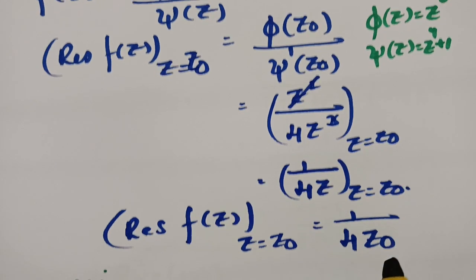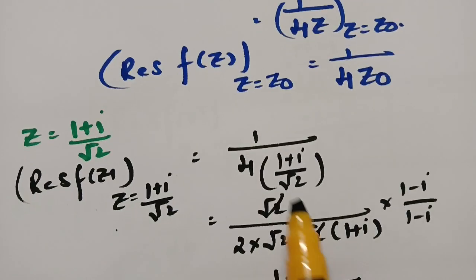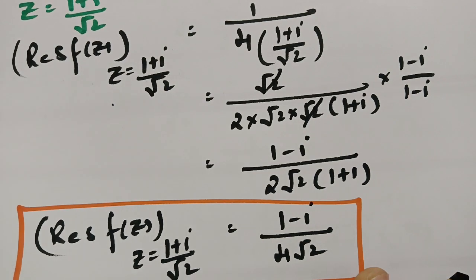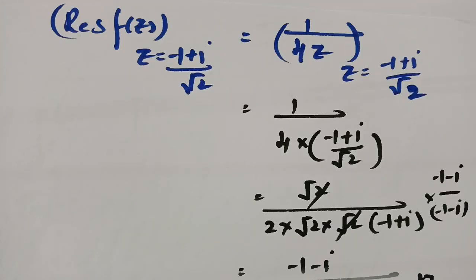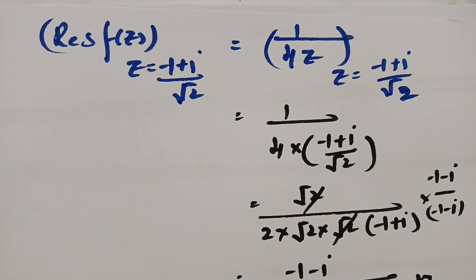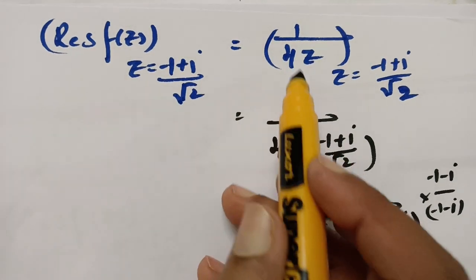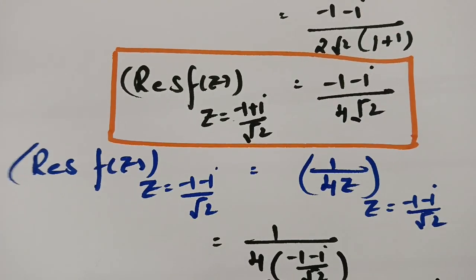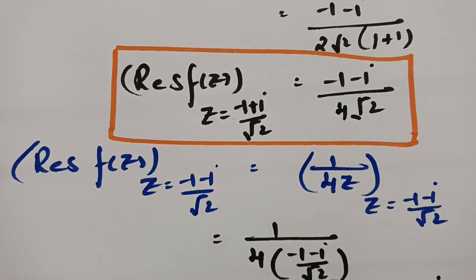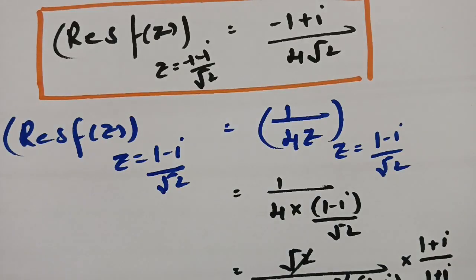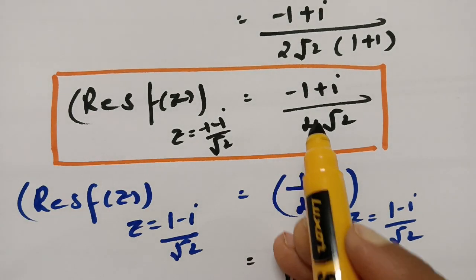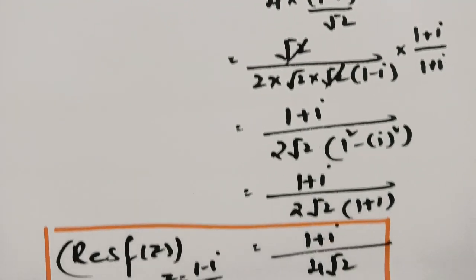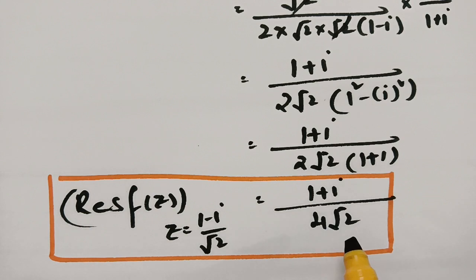We'll get the residues. The first pole is (1 + i) by root 2, and after substituting here, we got this residue value as (1 + i) by 4 root 2. The second pole here is (-1 + i) by root 2, and after substituting here we got the residue value as this one. The third one is (-1 - i) by root 2. After substituting here and calculating, we got the residue value as this one. And the fourth one, (1 - i) by root 2. After substituting here and calculating, we got the residue value as (1 + i) by 4 root 2.